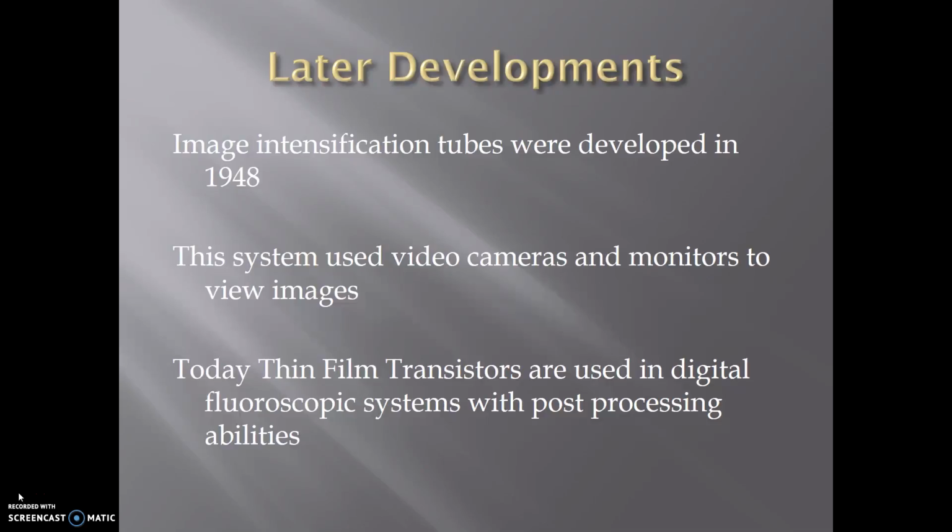Image intensification tubes were developed in 1948. This system used video cameras and monitors to view images. Today, thin film transistors are used in digital fluoroscopic systems with post-processing abilities.